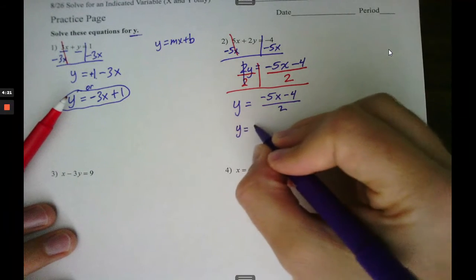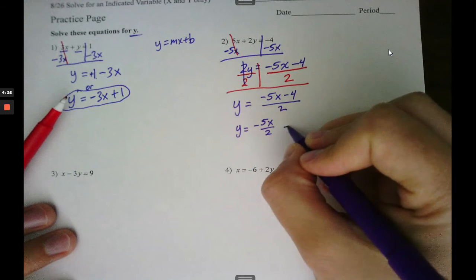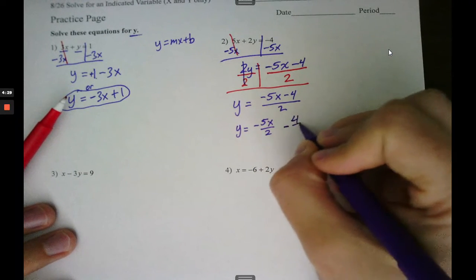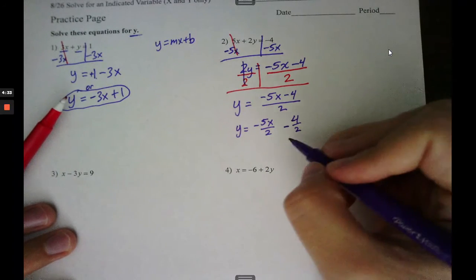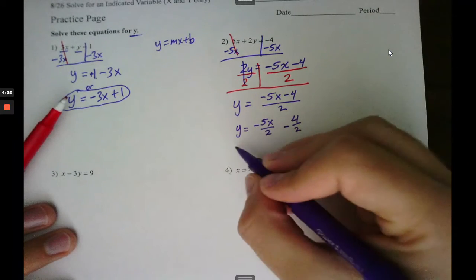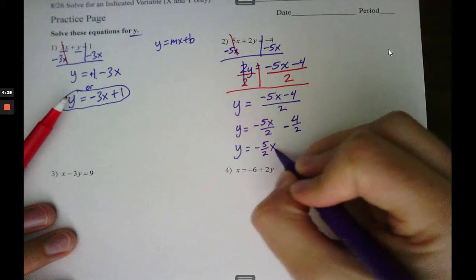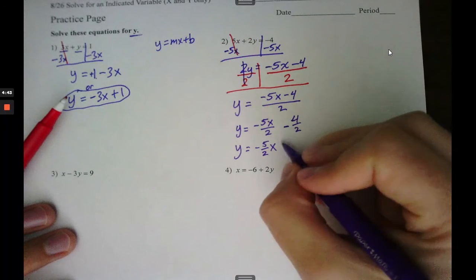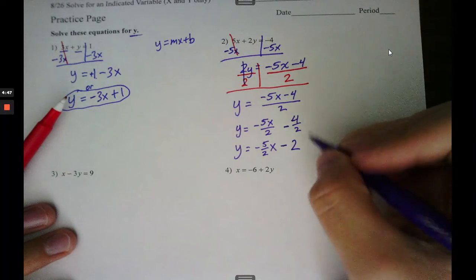y equals negative 5x over 2 minus 4 over 2. And then we can clean that up. Alright, so that would be negative 5 over 2 doesn't really simplify, so negative 5 over 2x. And then minus 4 divided by 2, which is 2.